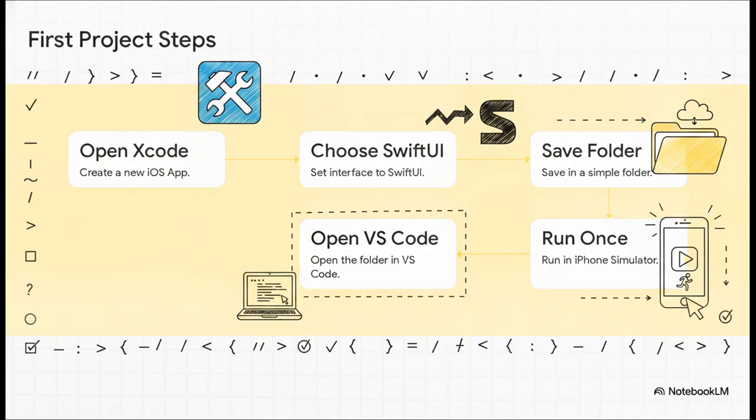So, Step 1, open Xcode and create a new iOS app. Step 2, choose the SwiftUI interface. Step 3, save it to a simple folder on your Mac. Step 4, press run once in the iPhone simulator just to make sure it works. And only after that, for Step 5, do you open that folder in VS Code to actually start typing.